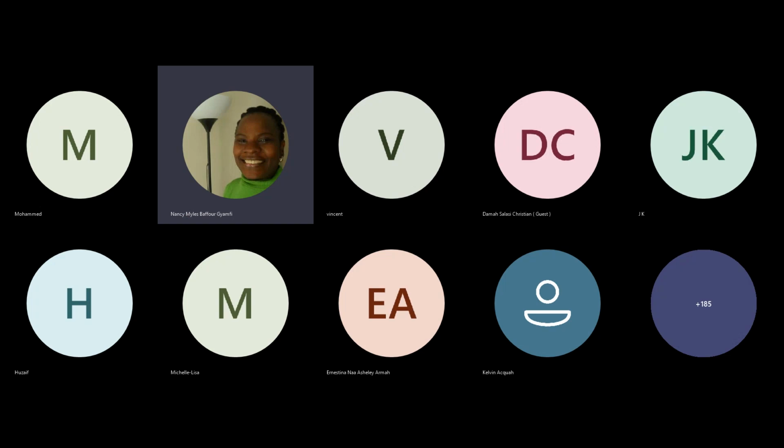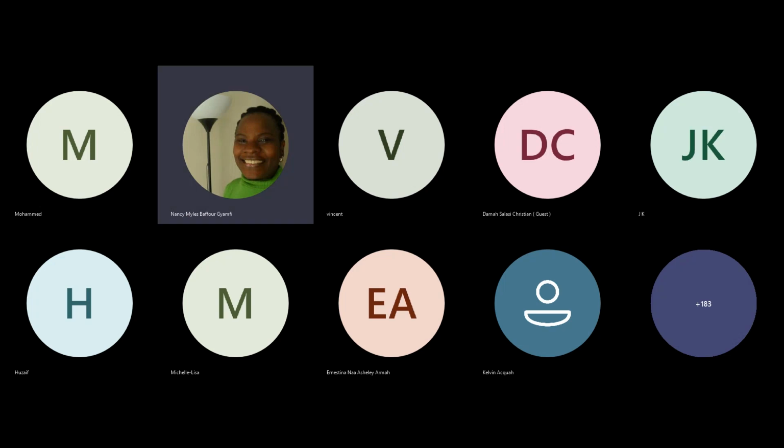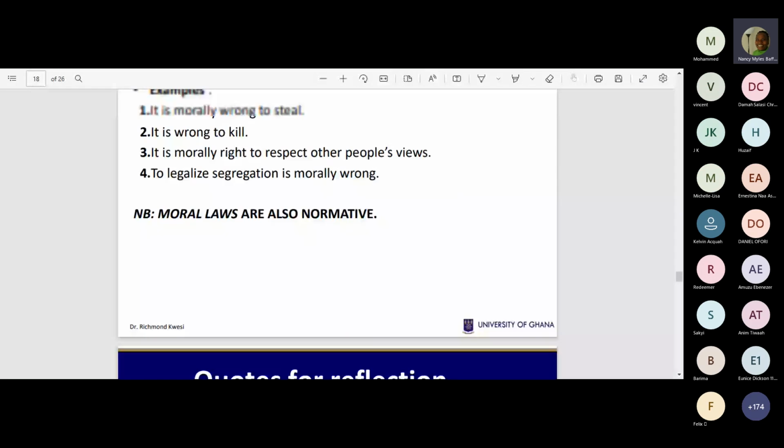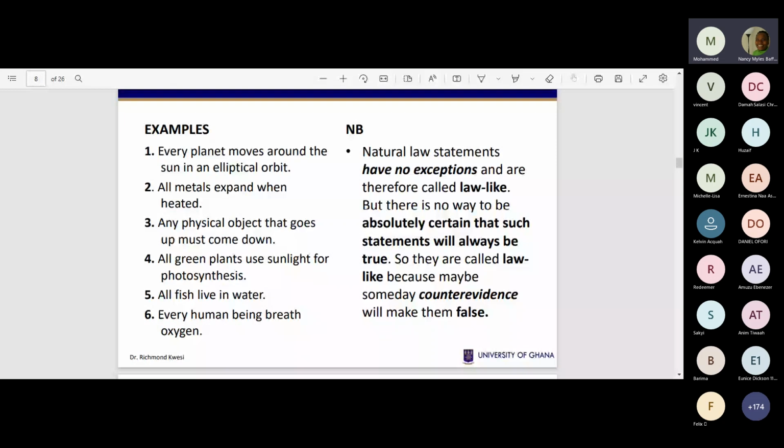But let me take you to that slide again. You are not certain that every metal will expand when heated. That is why, so can you see, I'm projecting that slide. Can you see that I'm projecting a slide now? Yes. This is what you are referencing. Natural law statements have no exceptions and are therefore called law-like. What does that mean? That is my job. I came to help you understand that.